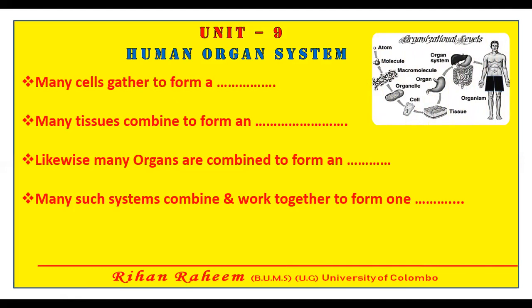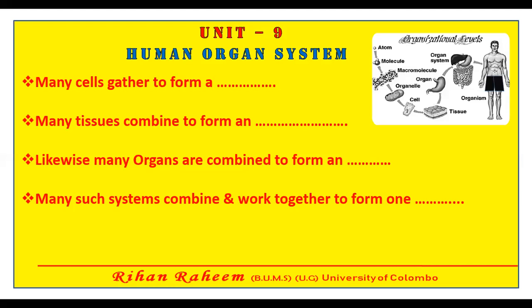Many cells gather to form a blank. Fill in the blanks. How many of you know what is coming? Many cells join together to form tissue. Tissue is the answer. Very good. So many tissues combine to form organs. Likewise, many organs join together to form an organ system. And many organ systems work together to form one individual, one organism.